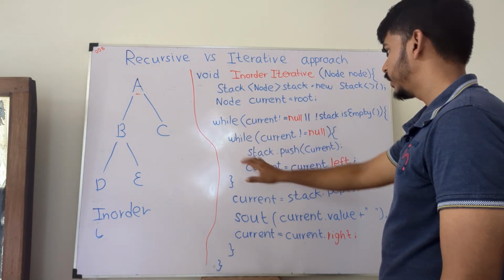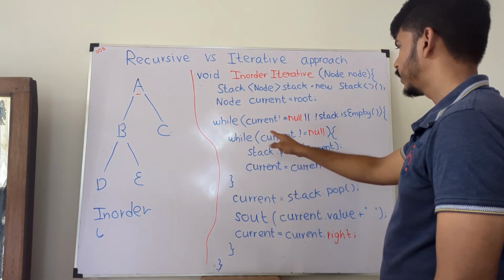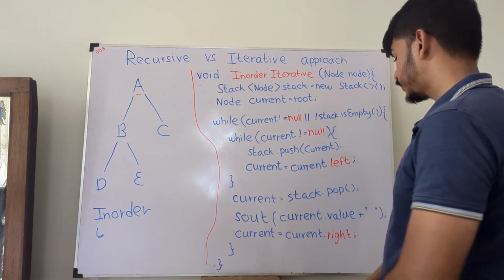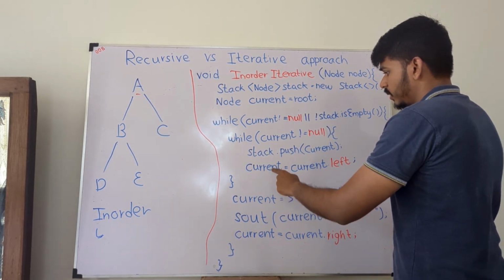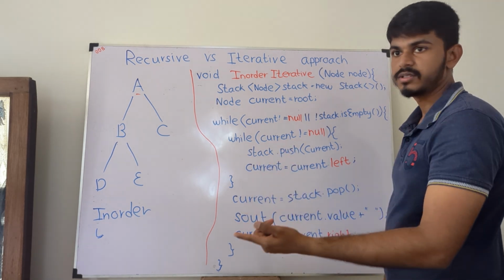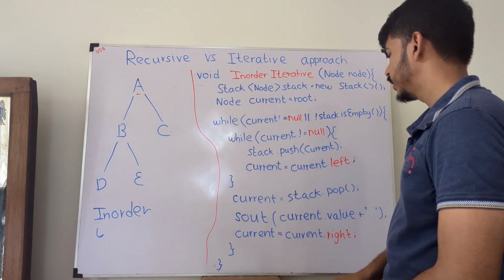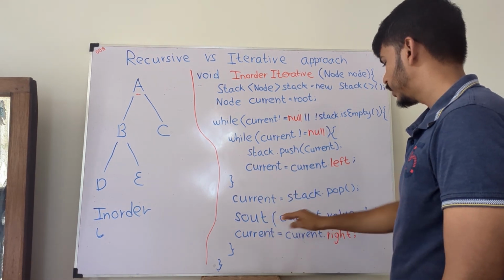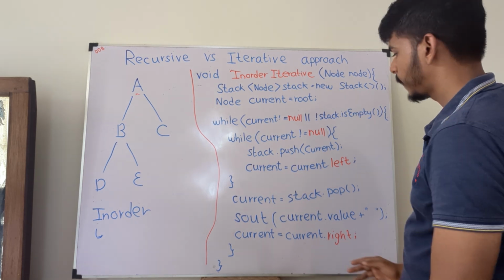Then after iterating until the current value becomes null, we are going to pop the current value, that is the leftmost child. Then we are going to print that value. Then we are going to move to the right child of this current value.